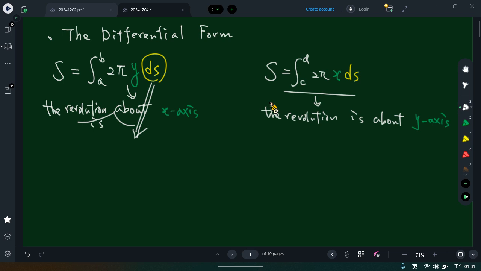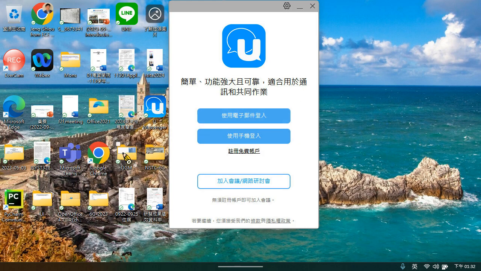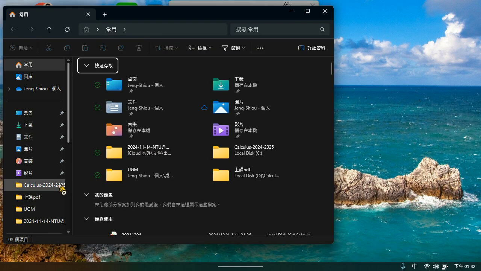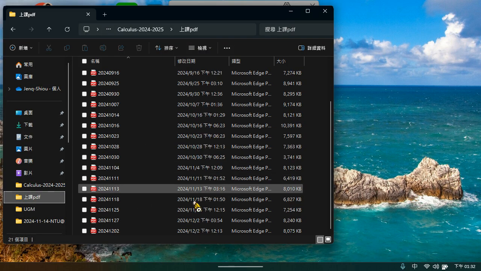Did you still remember that we just pointed out this part? ds could be regarded as the square root of dx squared plus dy squared over dx squared, then times dx. I'm not sure if you still remember this. Maybe I can find a file and let me show you where. Maybe from last time, right?